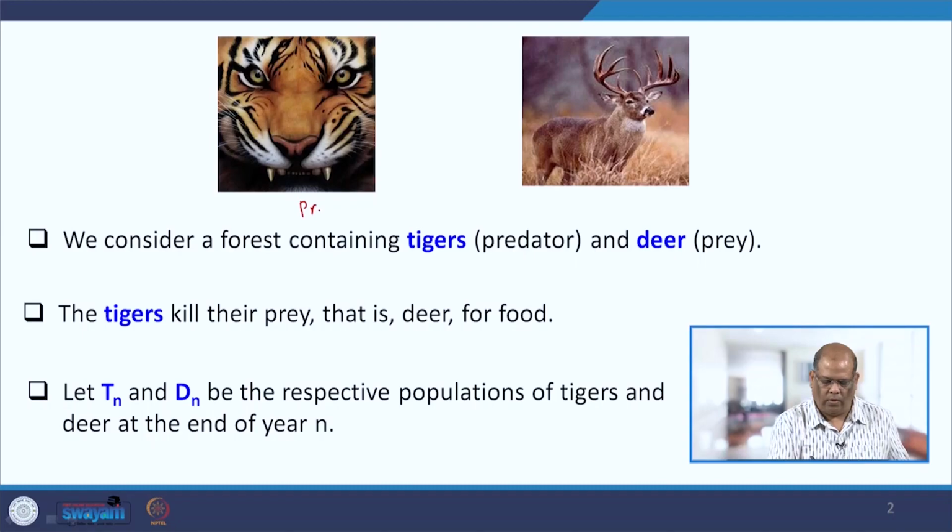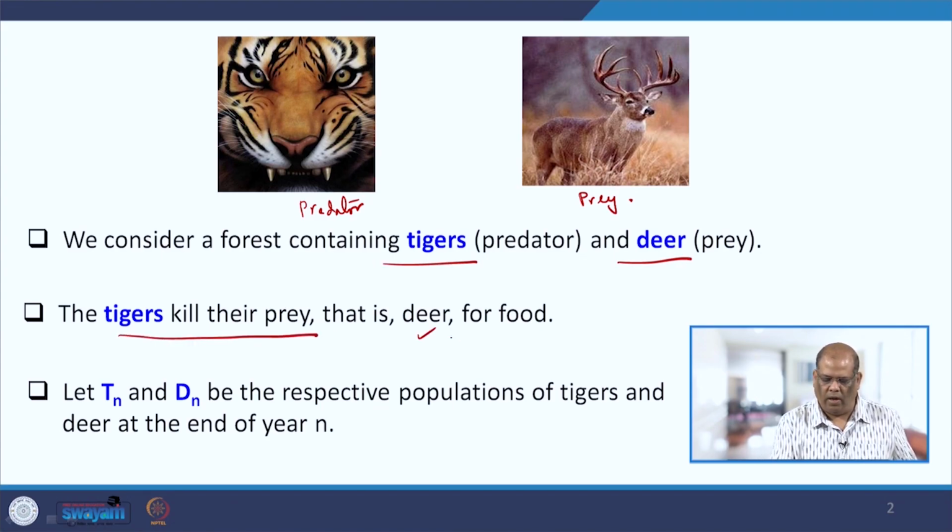So, we consider the predator, which is the tiger, and the prey, which is the deer. We assume that in a forest you have tigers and you have deer. The tiger kills its prey, the deer, for food, and let Tn and Dn be the respective populations of tigers and deer at the end of year n.